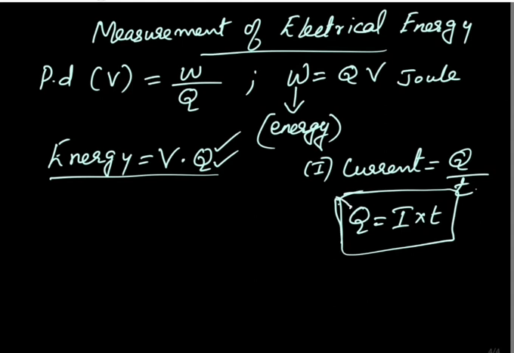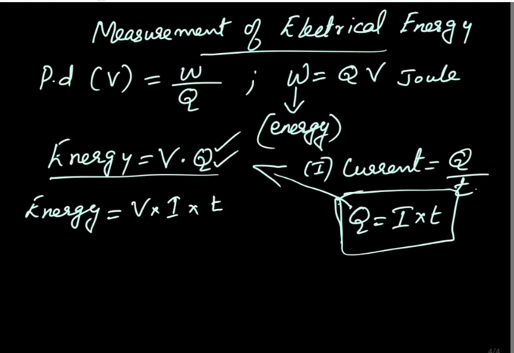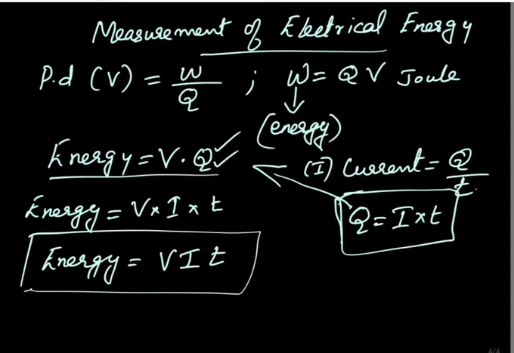So you can put that equation in the equation for energy. Electrical energy can be written as voltage multiplied with current multiplied with T. Or you can write electrical energy is equal to VIT. So electrical energy in terms of current, voltage and time is VIT.